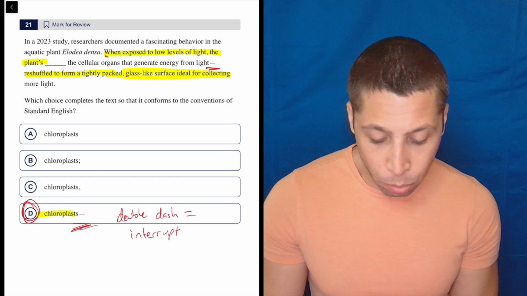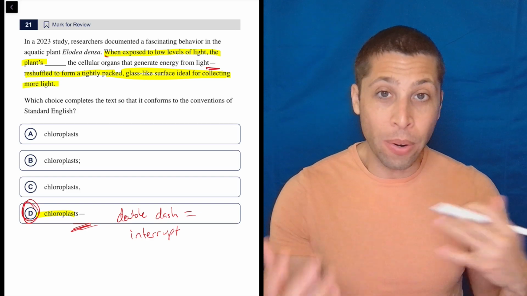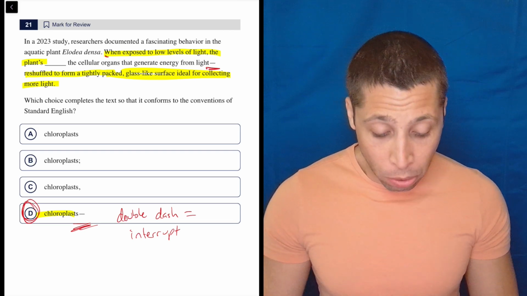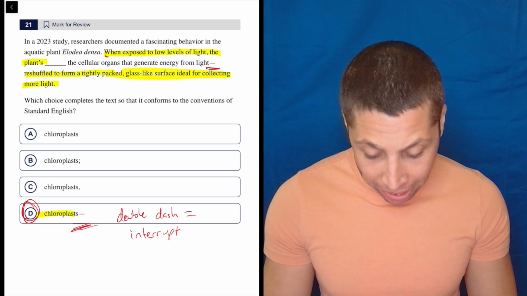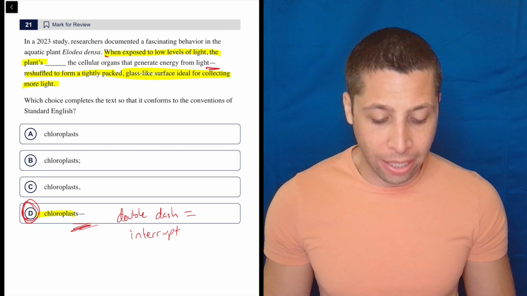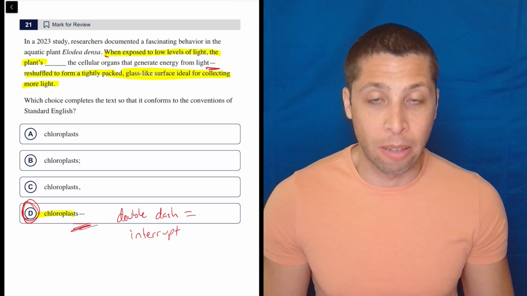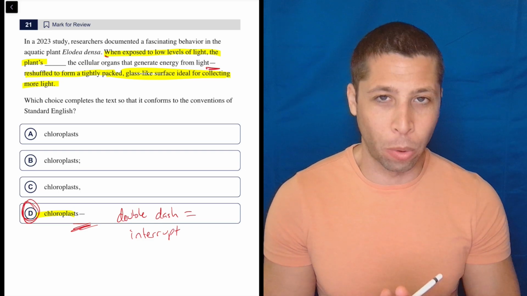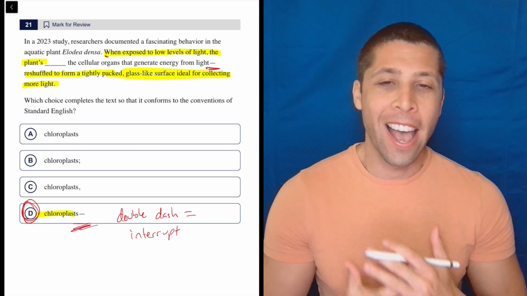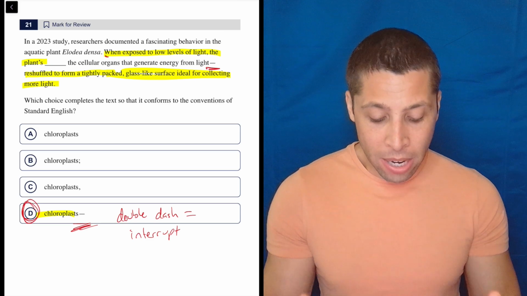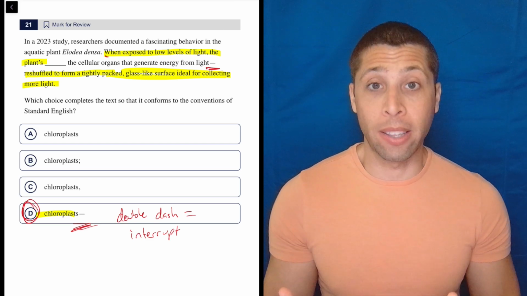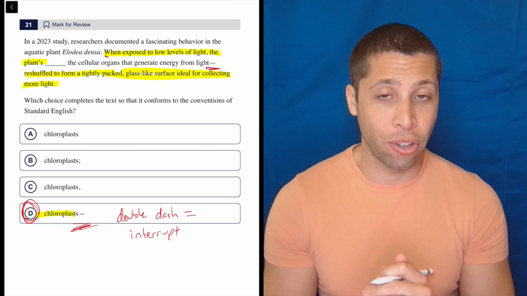So the real sentence, we can test this out, is how does it sound when we read it without this interruption? When exposed to low levels of light, the plant's chloroplasts reshuffled to form a tightly packed glass-like surface ideal for collecting more light. That sounds like a real sentence. It's got some jargon science words in there, but yeah, it's a sentence. And so that's it. We're done. We are basically just using these dashes like parentheses to tell us that there's extra information in there.